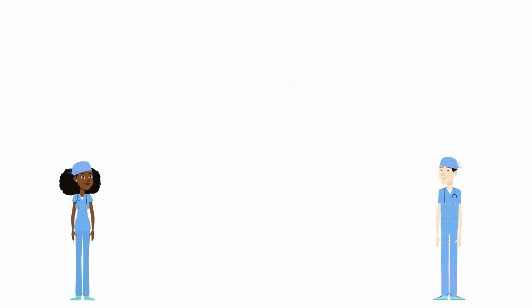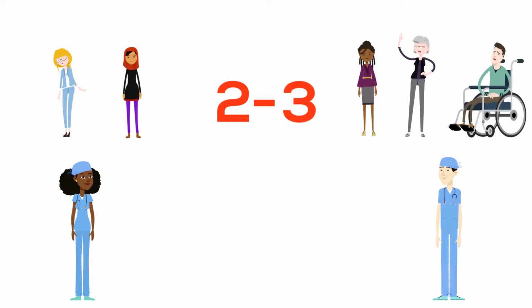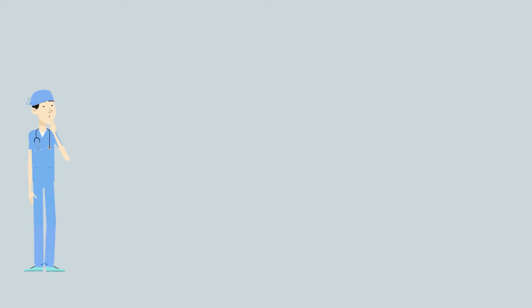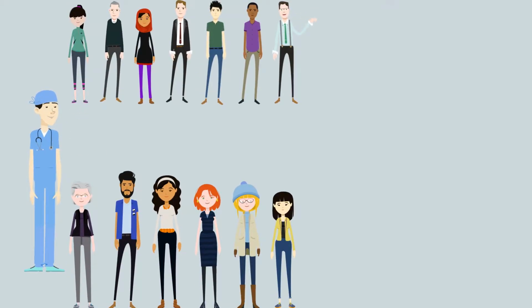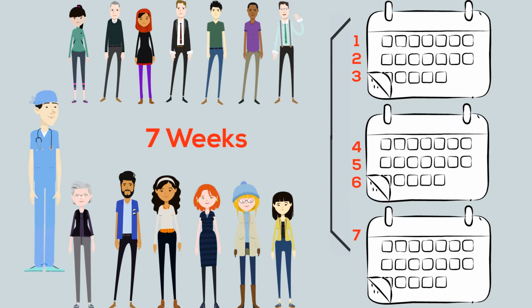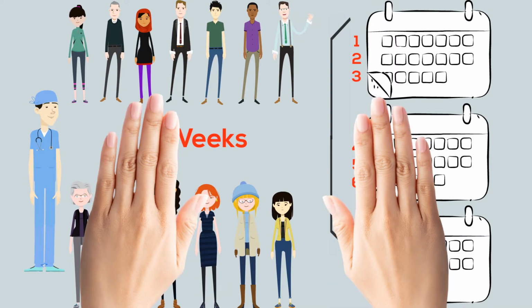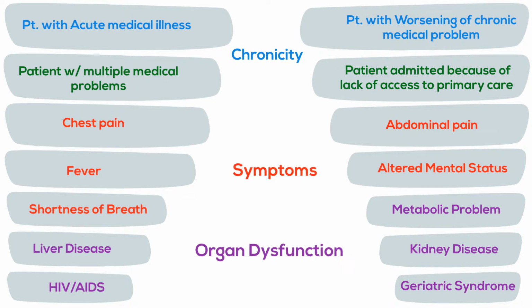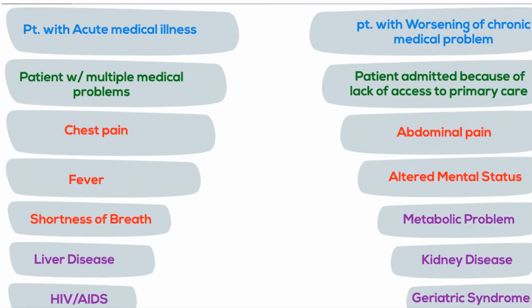Each student should be assigned up to 2 to 3 patients with different problems. Student must see patient with each of the following 14 conditions and perform workups over 7 weeks. These 14 conditions include patients with different chronicity, symptoms, organ dysfunction, and situation.